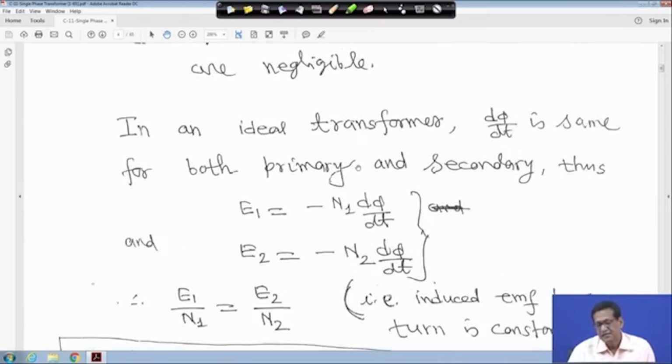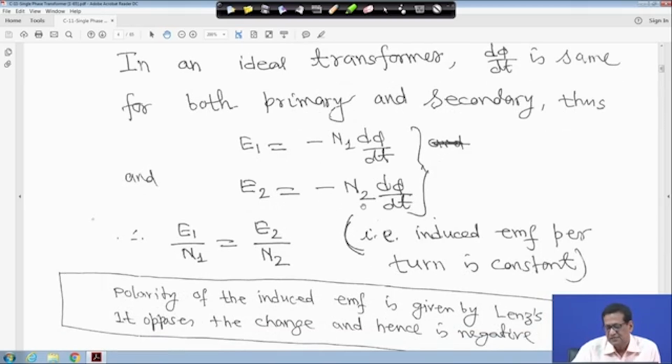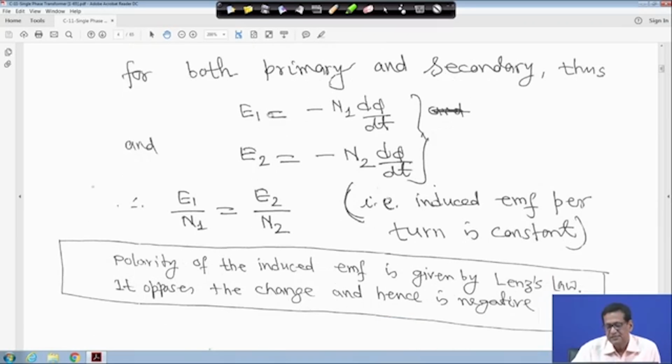Now in an ideal transformer, dψ by dt is the same for both primary and secondary winding, because the flux phi links both primary and secondary winding. So E1 is equal to minus N1 dψ by dt, that is the induced voltage in the winding. Similarly, E2 is equal to minus N2 dψ by dt. And in the ideal transformer, the resistance is neglected. Therefore, if you divide these two equations, E1 by E2, you will get N1 by N2.